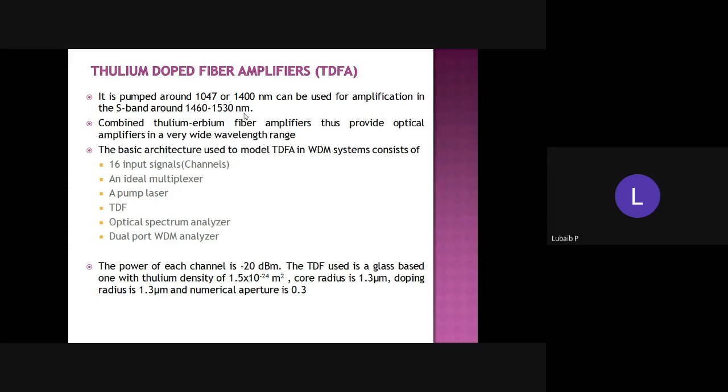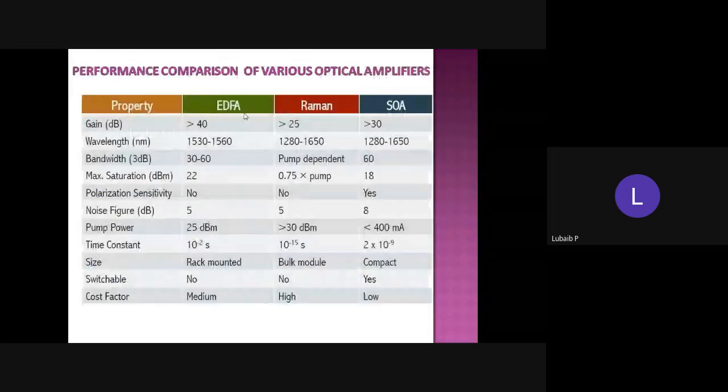Then we have to compare the performance of the various optical amplifiers that we have discussed earlier: EDFA, Raman amplifier, and semiconductor optical amplifier. These are the important amplifiers, so we have to compare their performance. The gain of these amplifiers is very high. We can get more gain in EDFA, greater than 40, in the Raman amplifier greater than 25, and in the semiconductor optical amplifier greater than 30. So EDFA offers more gain than SOA, and SOA offers more gain than Raman amplifier.